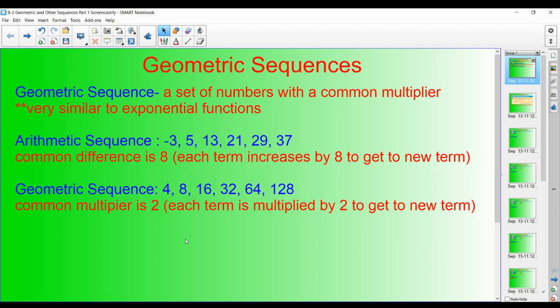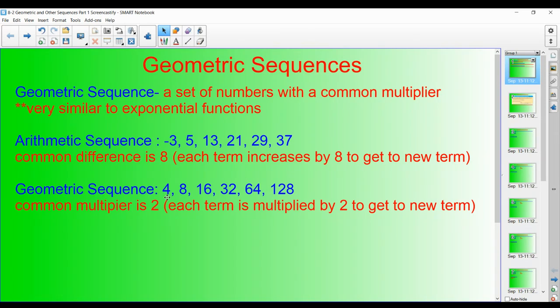Hi everyone. Today we're going to add a new type of sequence to our repertoire. We're going to add the geometric sequence, which is a set of numbers separated by a common multiplication or a common ratio. So we learned last time that arithmetic goes up or down by a constant through addition or subtraction. Now we're going to multiply.